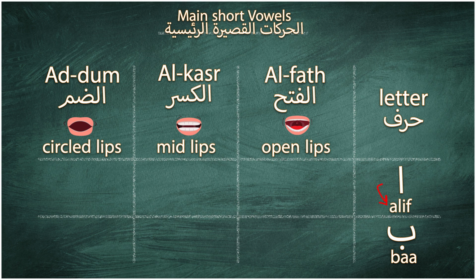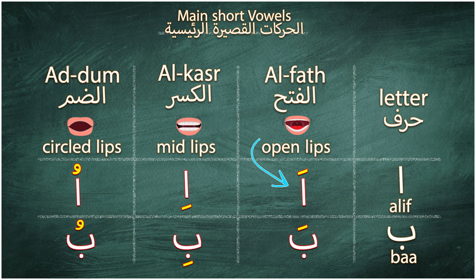The first letter, the Alif letter, which is the first letter in the Arabic alphabet. As we know, this letter's name is Alif, but we pronounce it with al-Fatha vowel, a. Don't say aa. Say a. Because it's a short vowel, not a long vowel. We can pronounce the Alif letter three different ways.